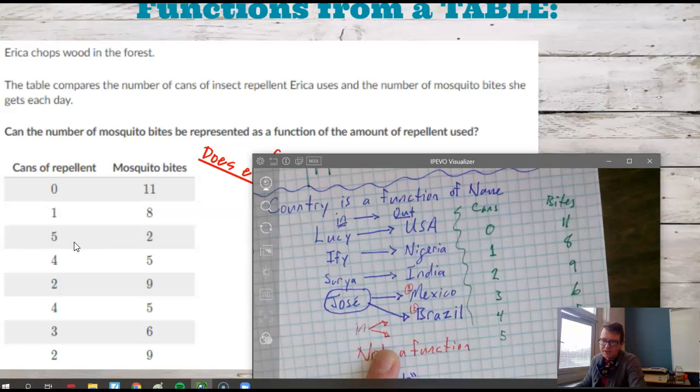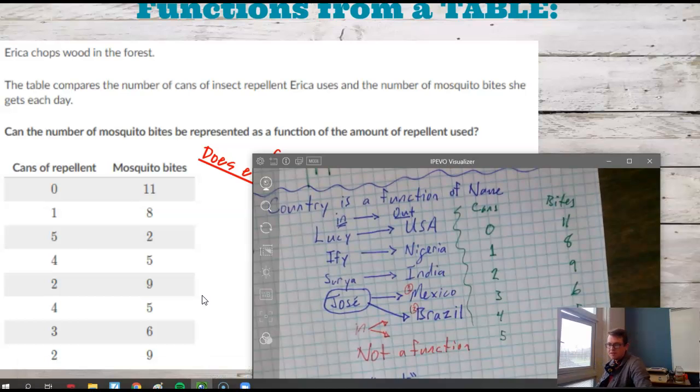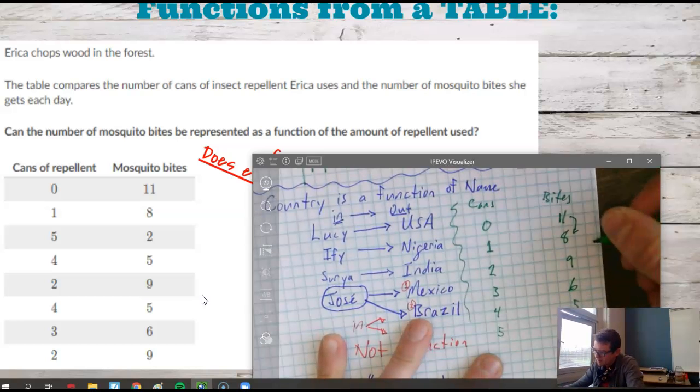Now my question for you guys that's going to lead to where we're heading after this, is this a linear function? Now wait a minute. This went down, and then it went up, and then it went down again.